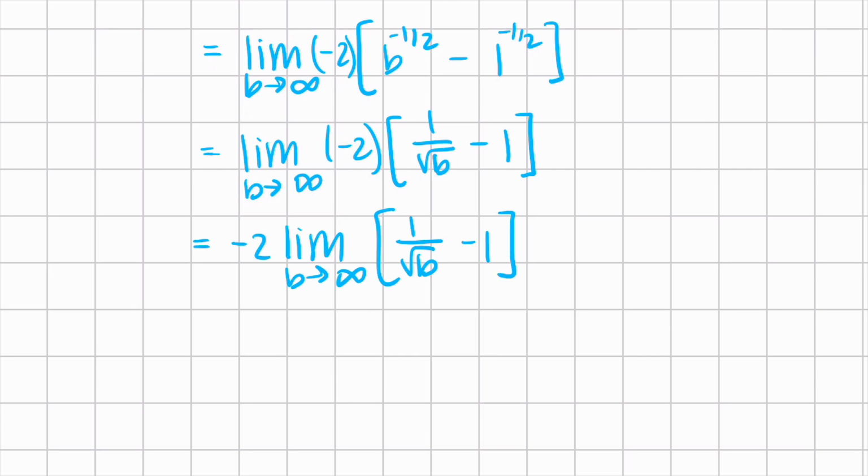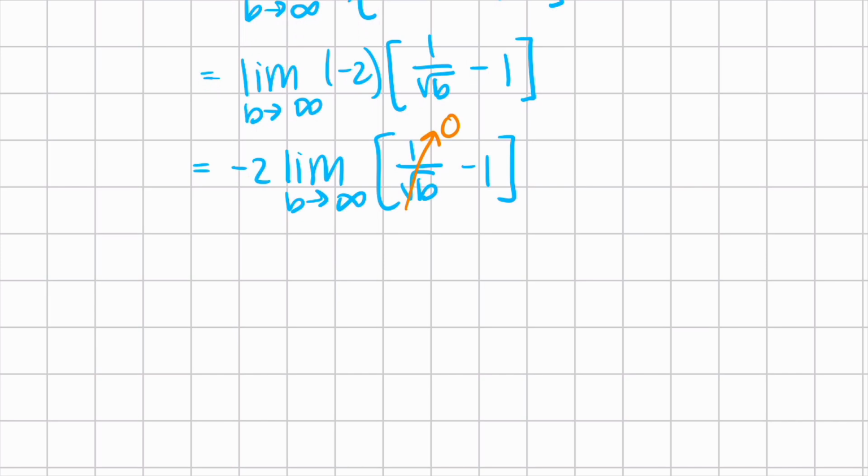But let's evaluate this limit now. I want you to notice if b goes to infinity, 1 over rad b is going to go to 0 because that number just gets smaller and smaller and smaller. And so the limit ends up being negative 1. So I have this negative 2 out front times this negative 1. So my answer is 2.